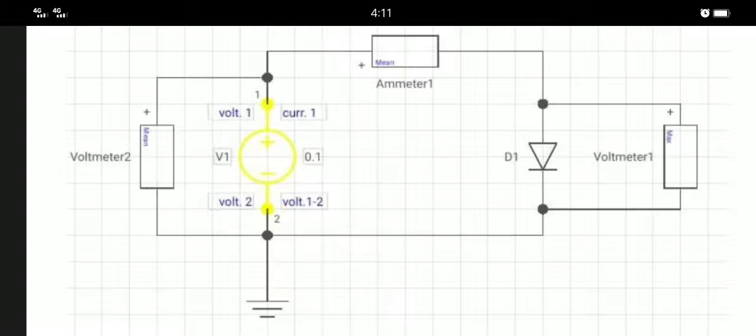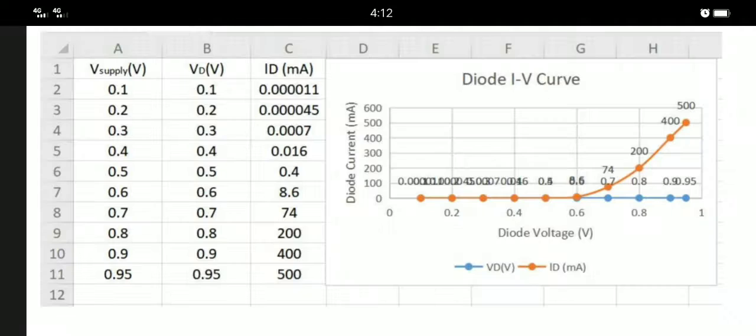We have one voltage source, one diode in forward bias, and measuring tools such as the ammeter, which is connected in series with the circuit, and the voltmeters, which are connected across or in parallel with the components to be measured. Now, when we simulated the circuit with different voltages from 0.1 to 0.95, we found the measured values for the voltage across the diode and its current too.